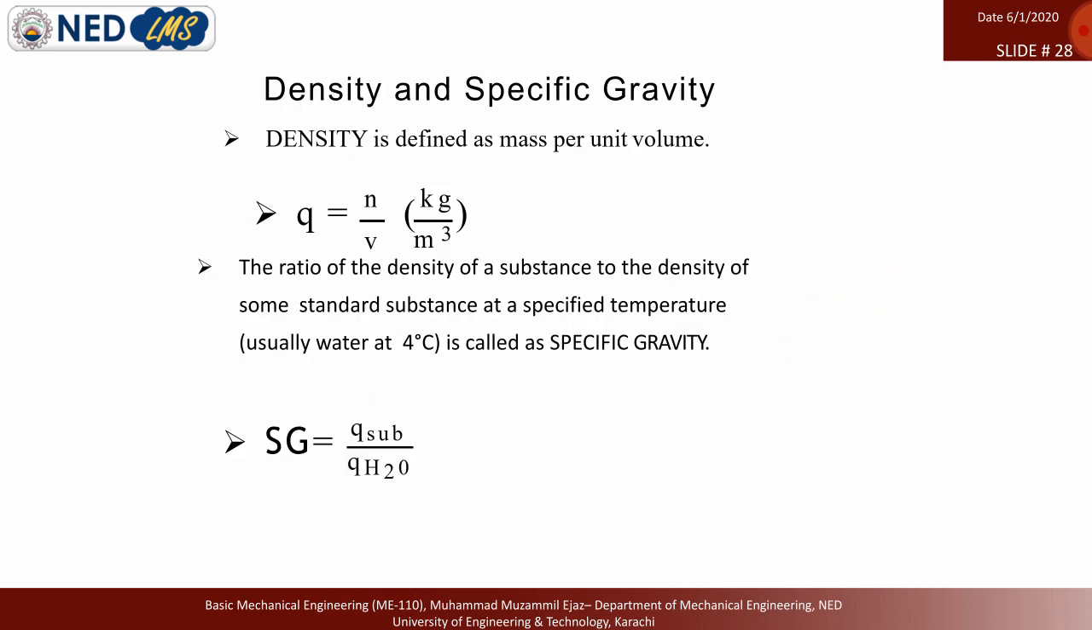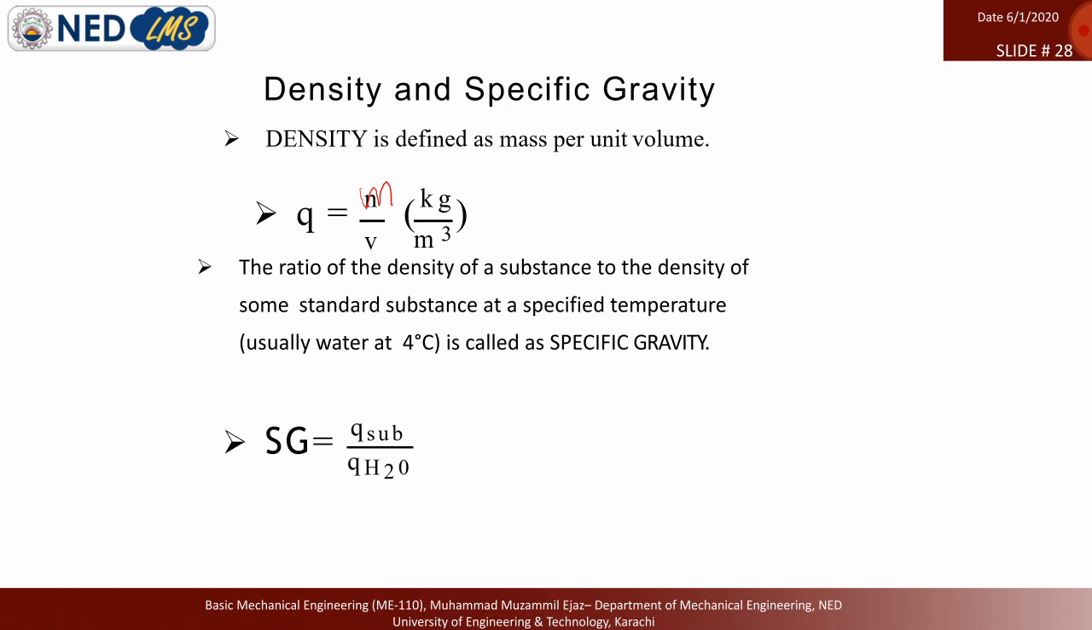Now coming to the next slide, density and specific gravity. Density is defined as mass per unit volume, and by notation it is denoted by rho, and it is not N, it is M. I will correct it in the slide. M represents the mass in kg, and V is volume. So density rho is equal to mass upon volume, a simple definition and formula of density.